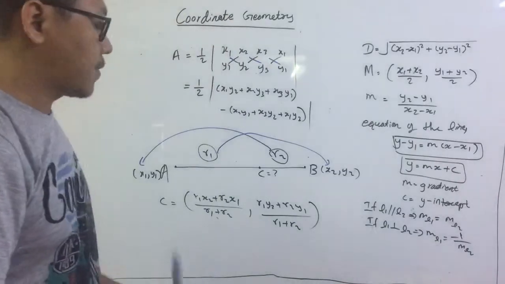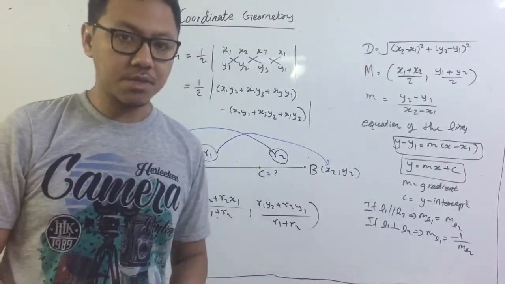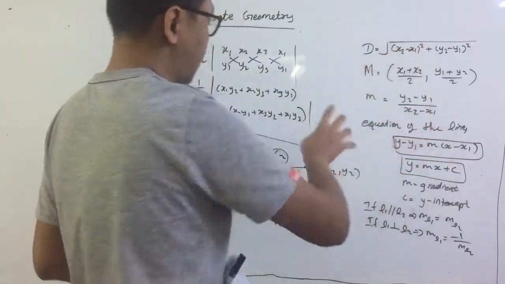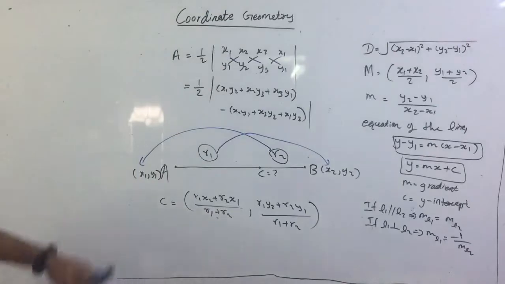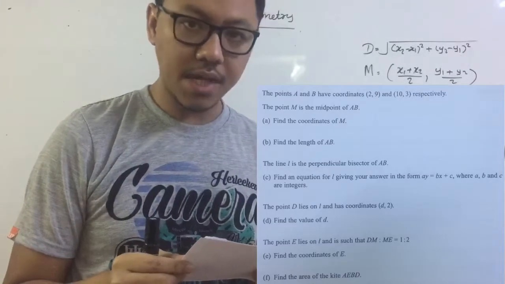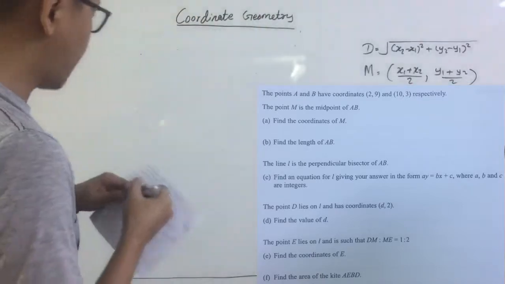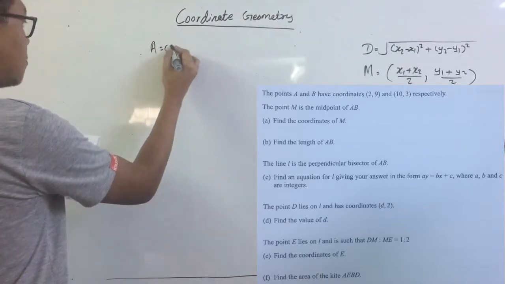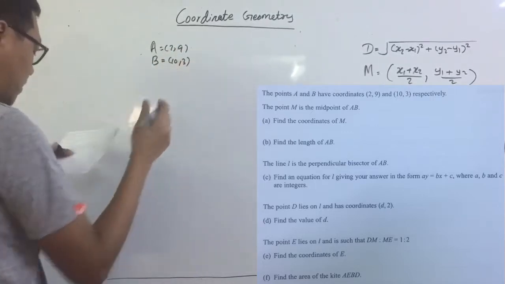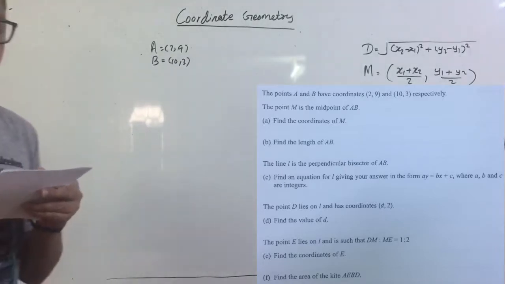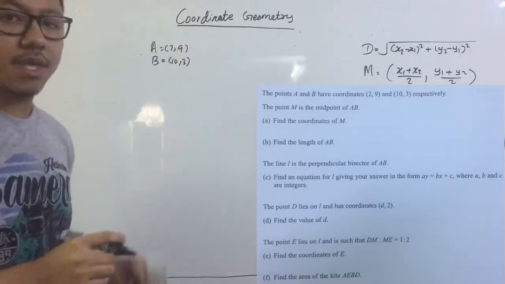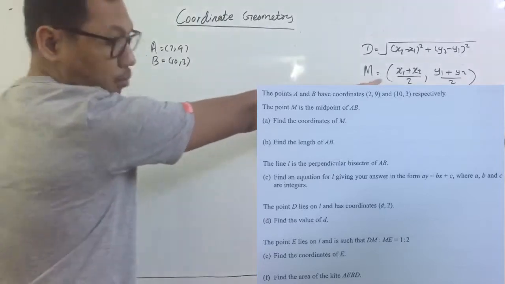Okay, so I'm going to explain some sample question problems. Let me erase this part. I will leave this here so I can reference it. In this example, the points A and B have coordinates (2, 9) and (10, 3). So I'm going to write down A is equal to (2, 9), B is equal to (10, 3). And the point M is the midpoint of AB. Number A: find the coordinates of M. Since M is the midpoint of AB, we just have to use the midpoint formula.